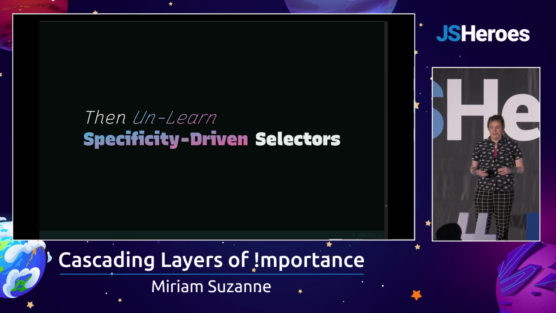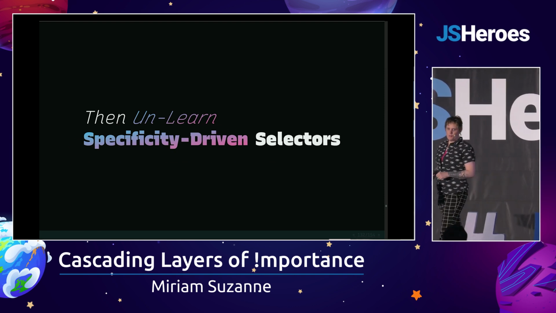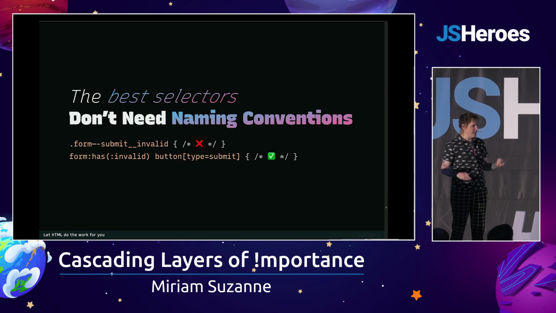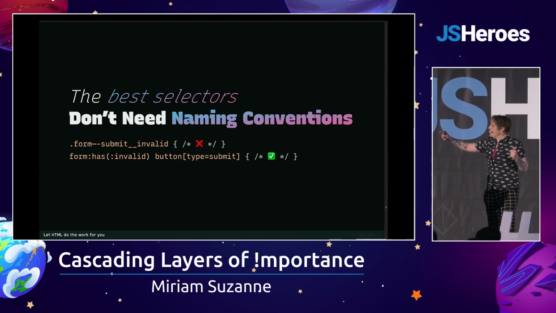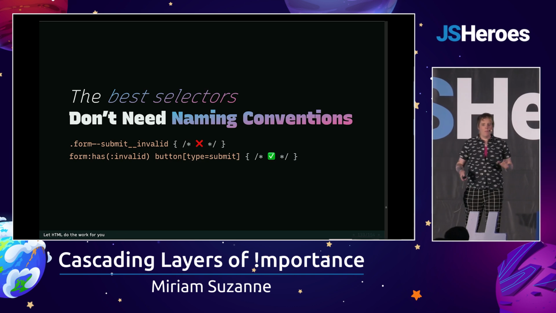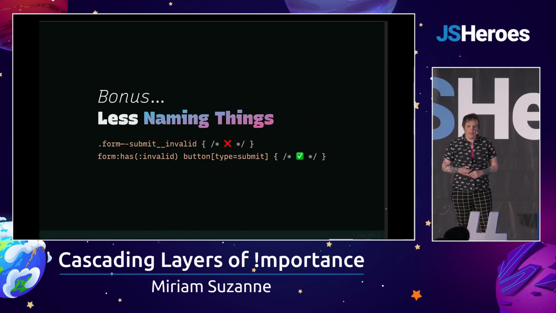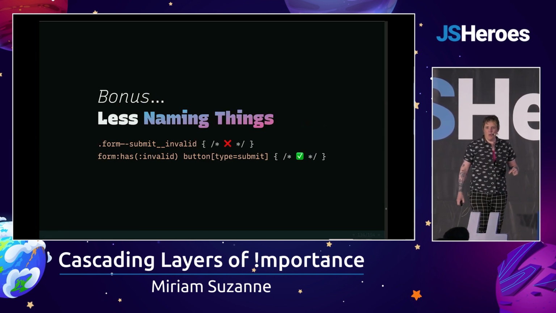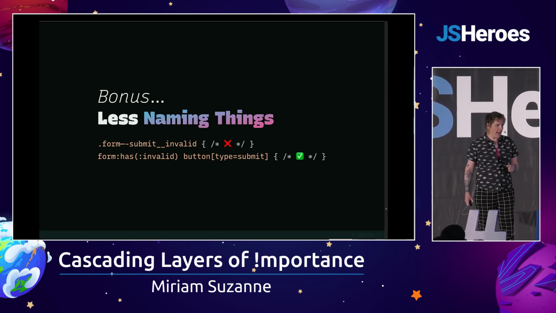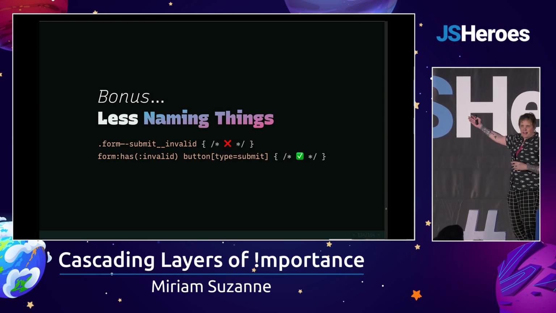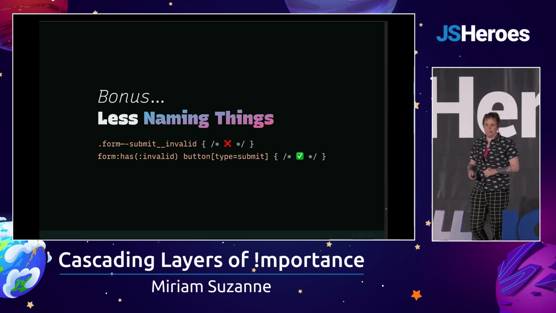And then try to unlearn specificity-driven selectors. We were never supposed to be doing this. You don't need to remove all, like, the browser gives you so much naming. And then we come along and we're like, you know what we hate? We hate naming things. Let's make up a convention where we have to name everything. What are we doing? The browser provided a lot of names for us. We can use them. It's great.